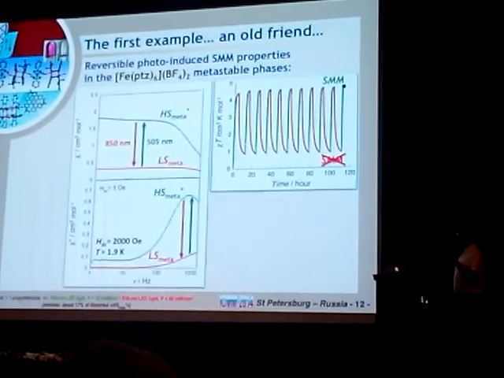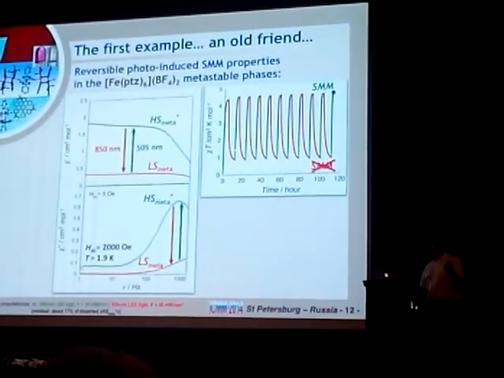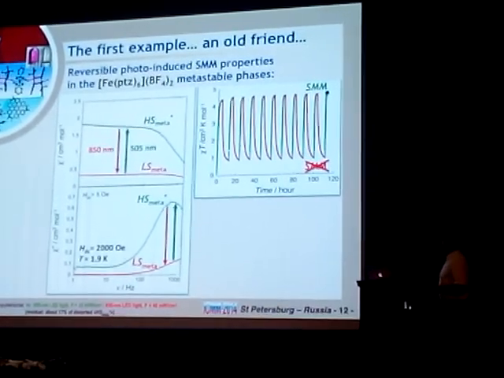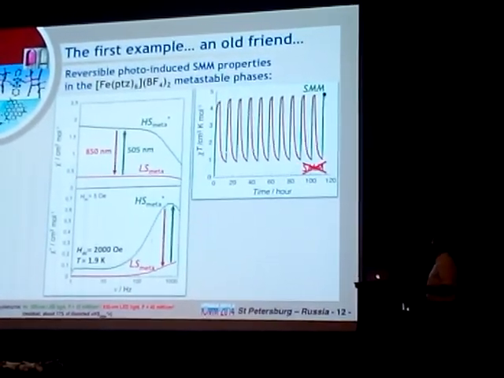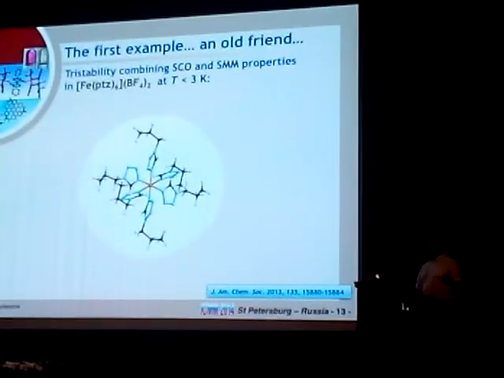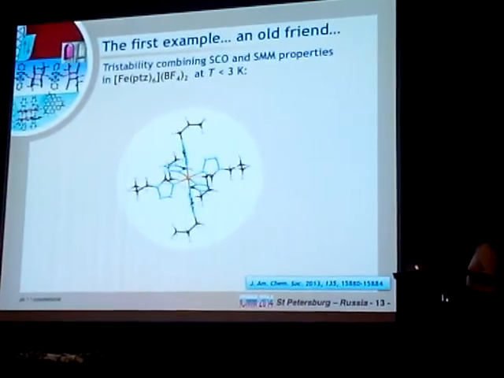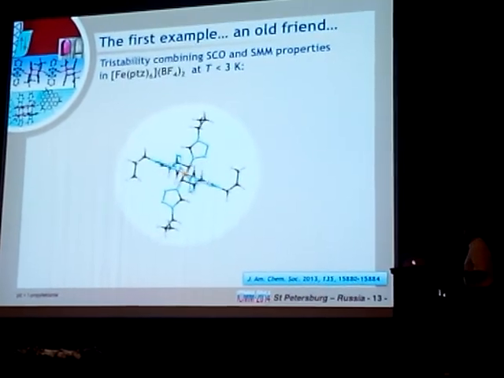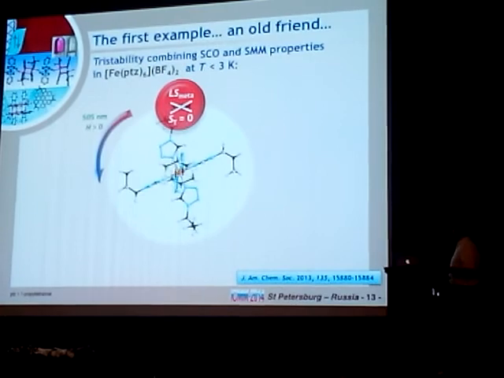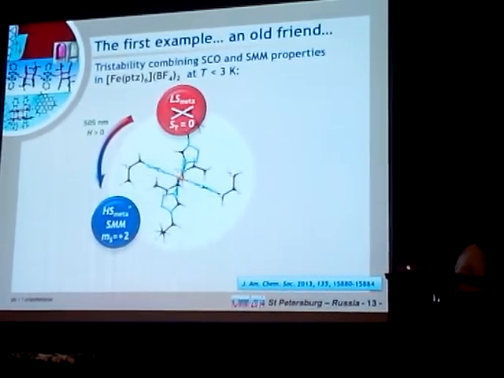So you can cycle between a single molecule magnet that you can observe in your frequency window and a compound that is mainly diamagnetic after irradiation, for example, in the red. So this is reversible. It's not surprising because this reversibility has been studied a long time ago. You have a mononuclear iron 2 system that is diamagnetic at low temperature. You can actually make it magnetic by applying a green light.